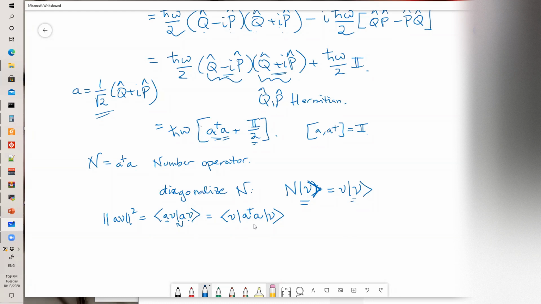So that whole thing must be equal to n acting on nu, which gives us nu, just by definition. So this is nu times the inner product of nu with nu, and of course this just must be equal to nu. And so this must be greater than or equal to 0, because it's the magnitude squared of some vector. So we immediately conclude, first of all, that all eigenvalues of this n operator are non-negative.